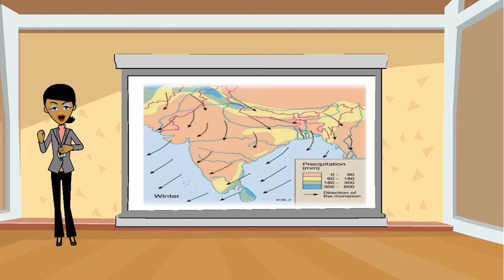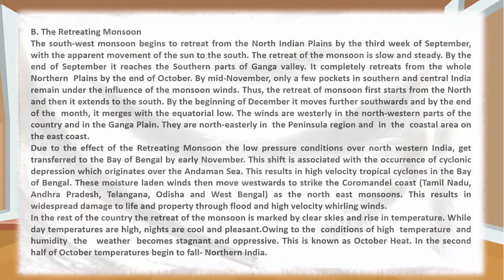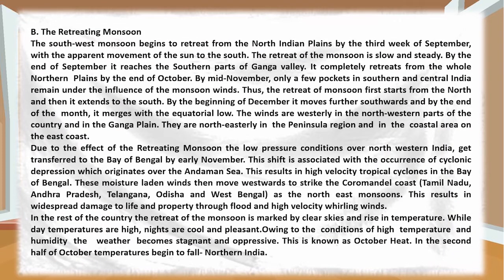This shift results in cyclonic depressions that originate over the Andaman Sea. High velocity tropical cyclones generate in the Bay of Bengal. These moisture-filled winds strike the Coromandel coast. This causes serious damage to life and property. The rest of the country experiences clear skies and higher temperatures. Higher temperature and humidity make the weather stringent. This is called October heat.